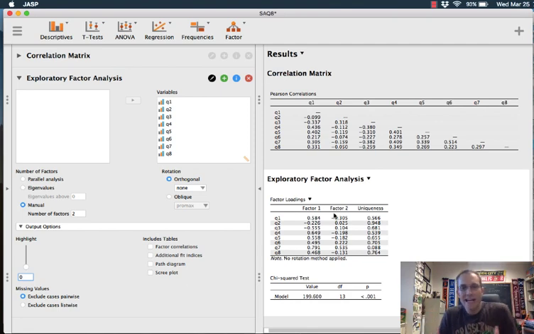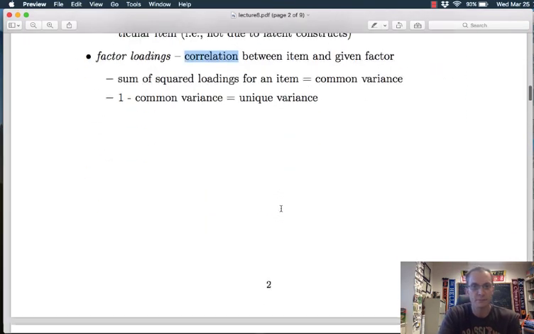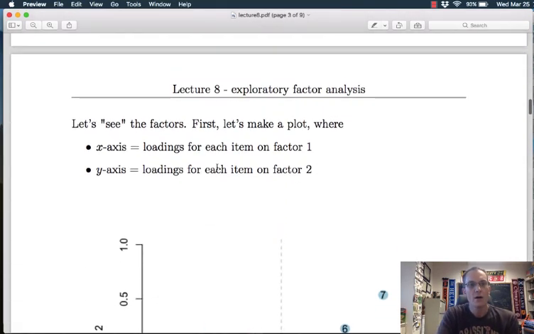I mean, that's what JASP gives you, but it would be nice if we could actually see what these factors are. Now, you can't really do it directly in JASP, but if you were to plot the factor loadings on 2 dimensions, so like an X and a Y axis, then you could actually see something. That's what I'm going to do in the lecture notes now. So here's what we're going to do. To see the factors, we're going to plot the loadings for each item on factor 1 on the X-axis, and the loadings for each item on factor 2 on the Y-axis.